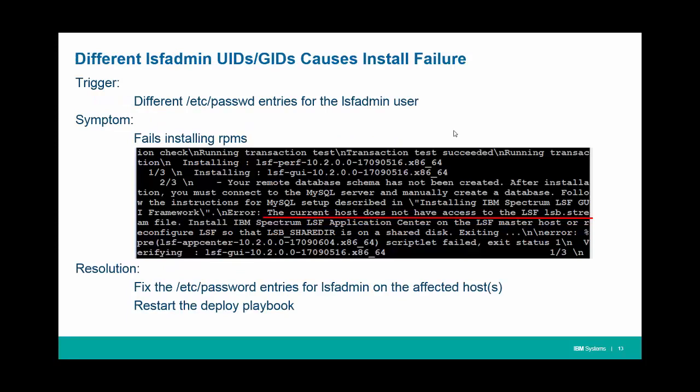Okay, so this is an interesting problem that you may or may not see. It depends on your environment. What can happen is if you had an existing LSF admin user, you may run into the problem where it's different across machines, right? So you'll run into this error here where it says it can't access a particular file, the lsb.stream file. And what you can do there is just fix your password entries for the LSF admin user on the affected machines and run your deploy playbook and the problem will go away.